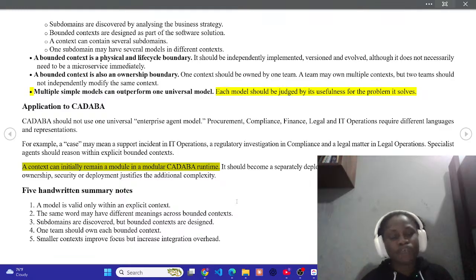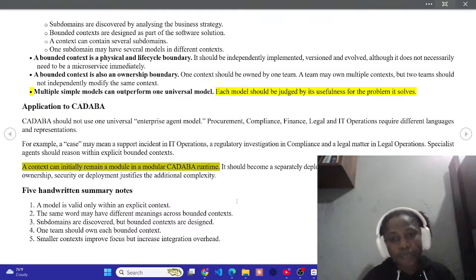Every agent meant for procurement is bounded to procurement. Every agent meant for finance is bounded to finance. Every agent meant for IT operations is bounded to IT operations and cannot be used for HR. It cannot be used for finance, cannot be used for security, and so on and so forth. So you can see the importance of bounded context.